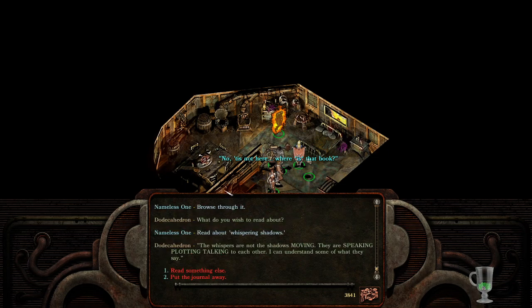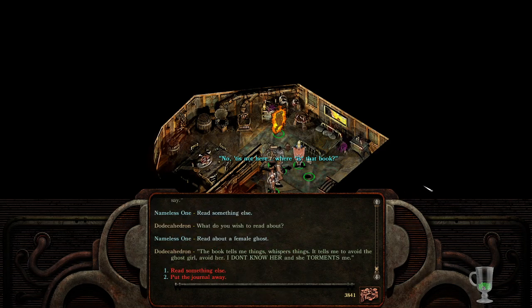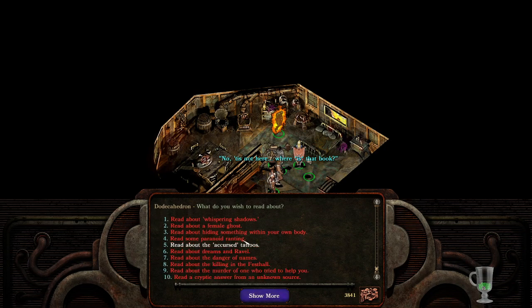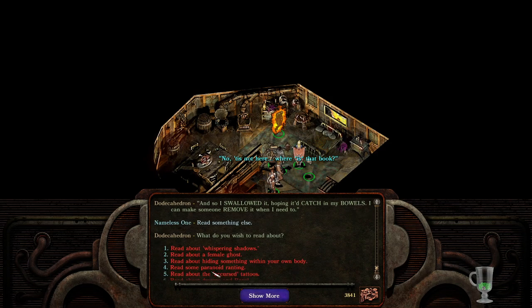The whispers are not the shadows moving, they are speaking, plotting, talking to each other. I can understand some of what they say. Okay, female ghost. The book tells me things, whispered things. It tells me to avoid the ghost girl, avoid her. I don't know her, and she torments me. Hiding something in your own body. And so I swallowed it, hoping it'd catch it in my bowels. I can make someone remove it when I need to. What?